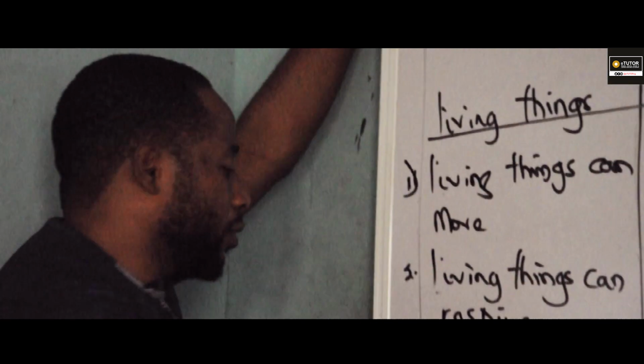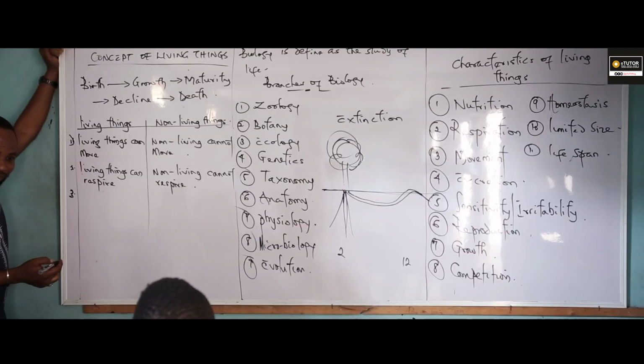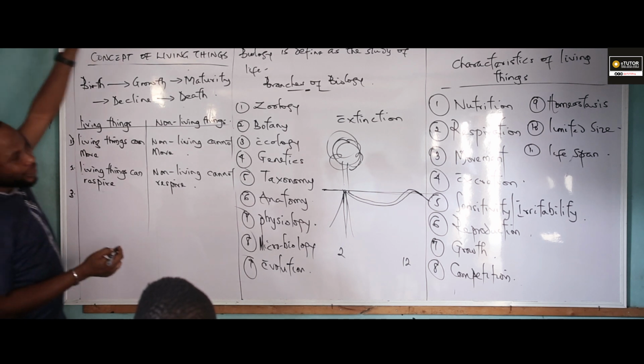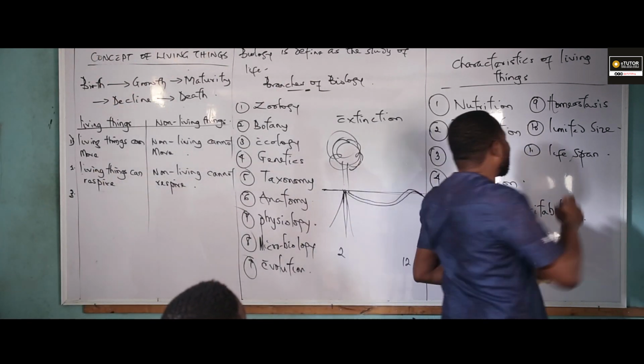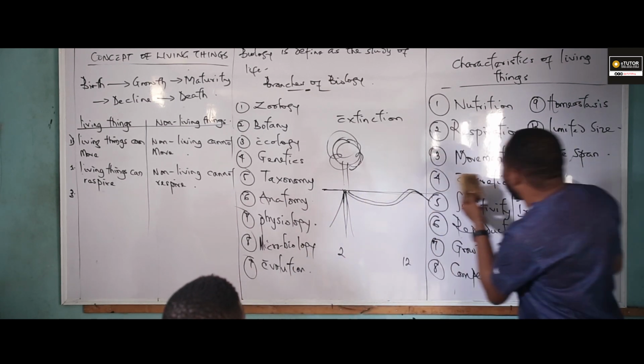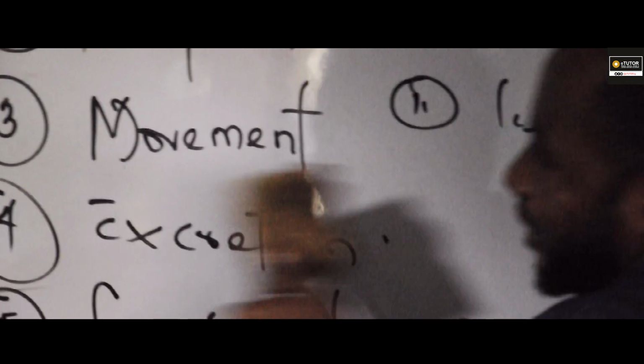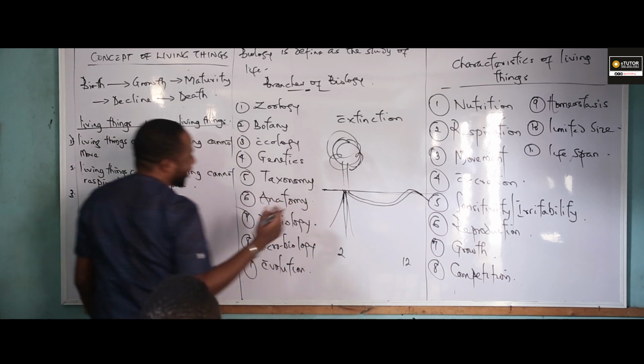Another one, about life: living things have life in them, while non-living things are lifeless. This is what makes living things have life. You understand that? But let's use the characteristics. We said living things can do all these things, and non-living things cannot do them. So let's use these characteristics to show the differences.